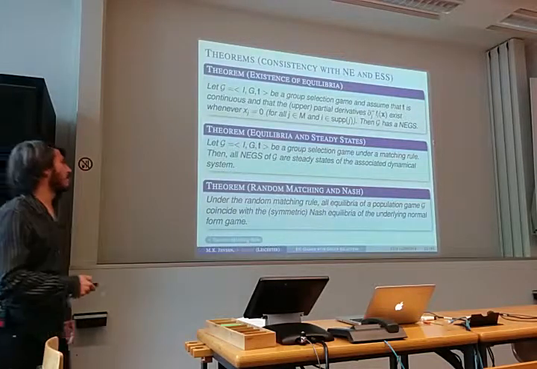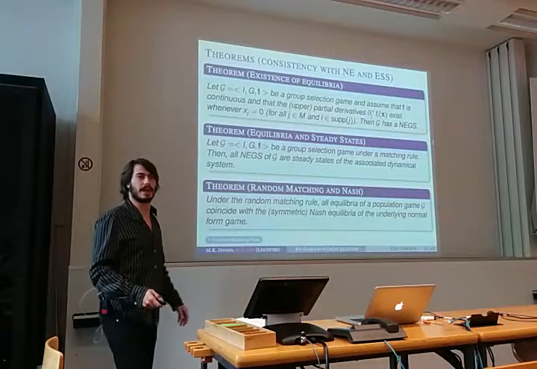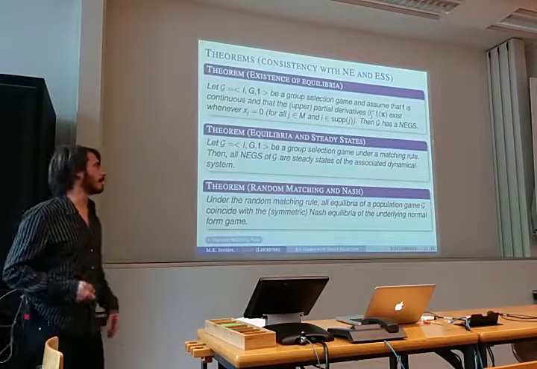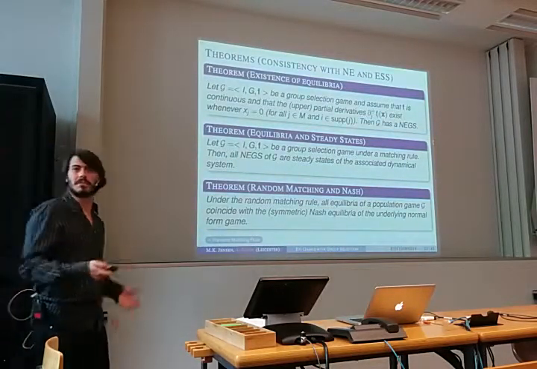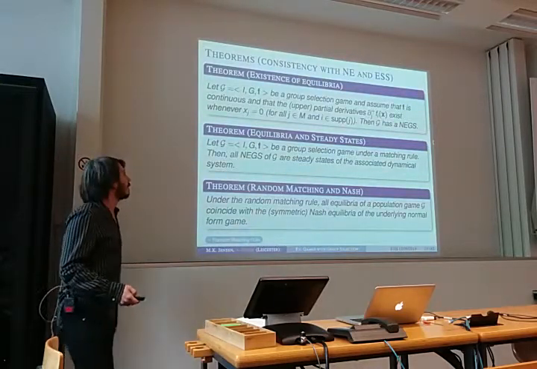all Nash equilibria under group selection are steady states of the system, but under the random matching rule, what we expect is that you get Nash equilibrium basically, right? And ESS, as we know. So these are kind of to show that our concepts are consistent with existing theory.